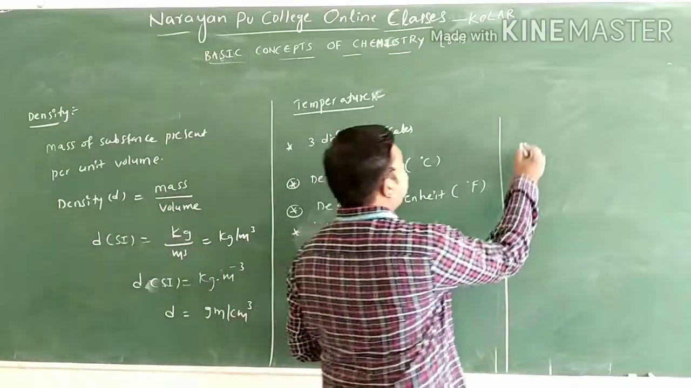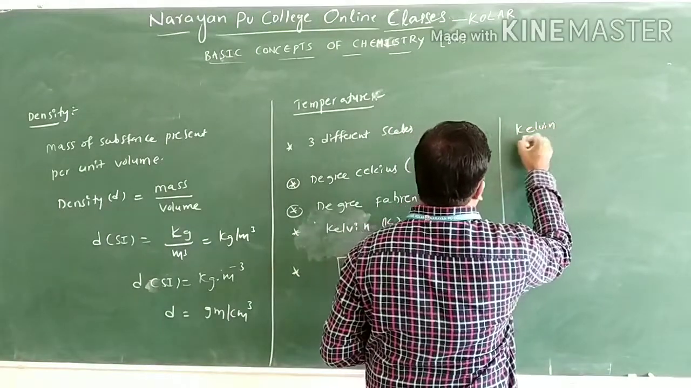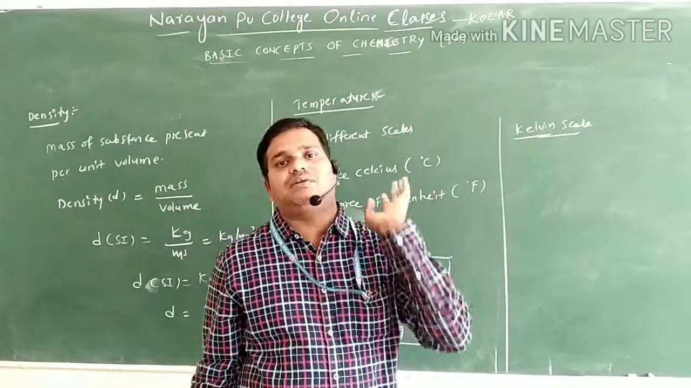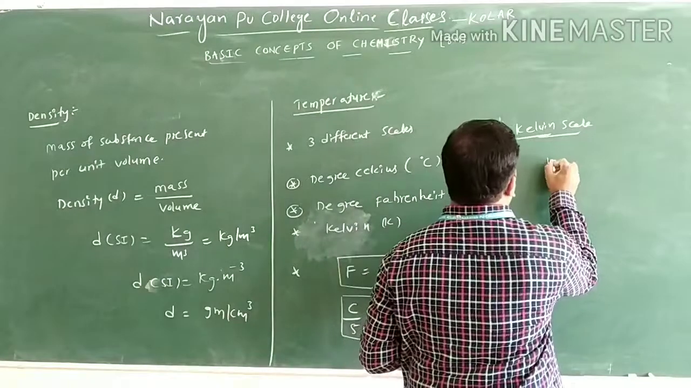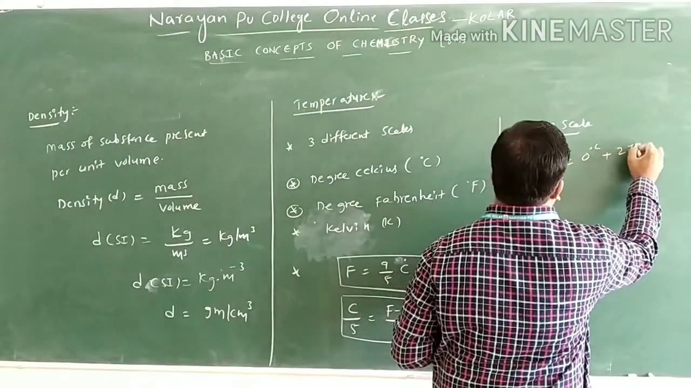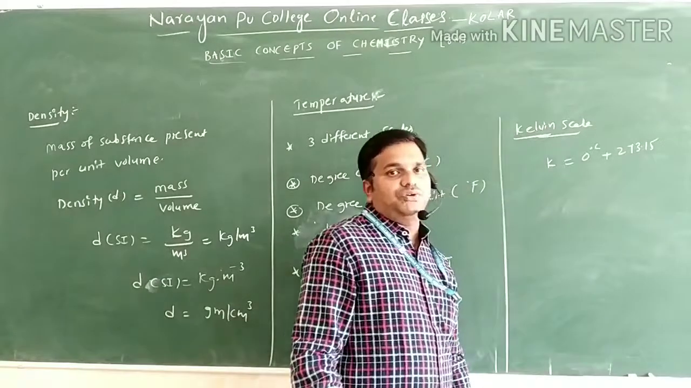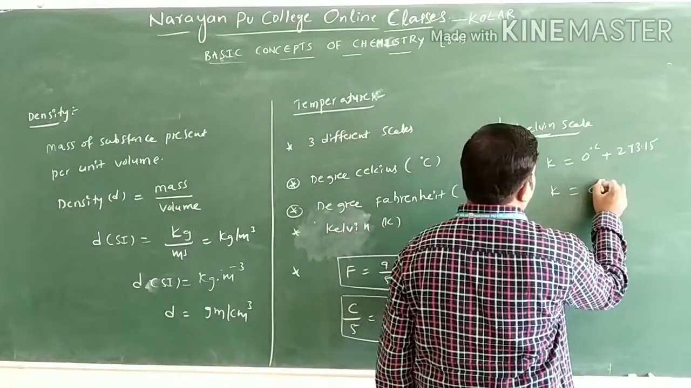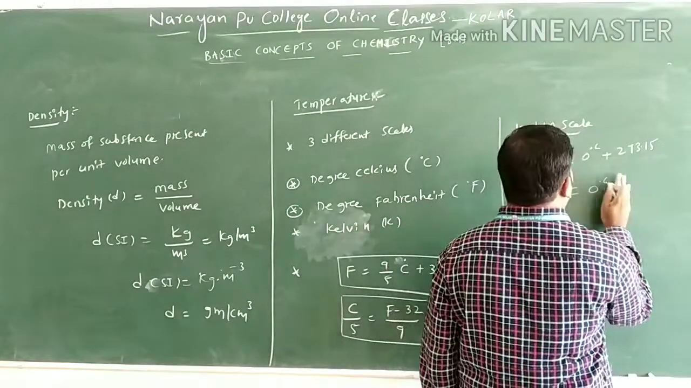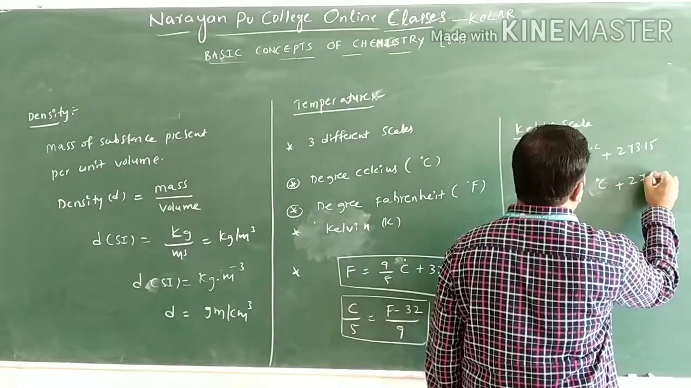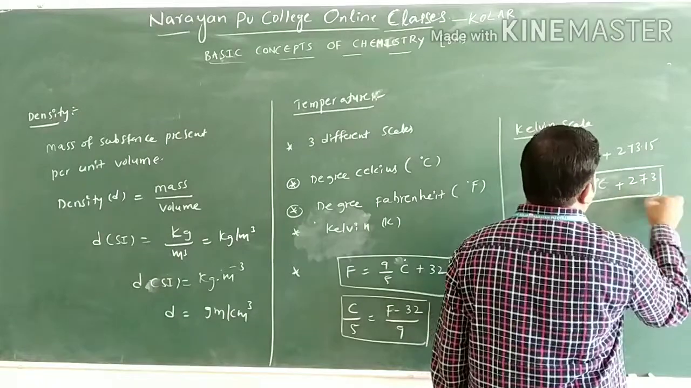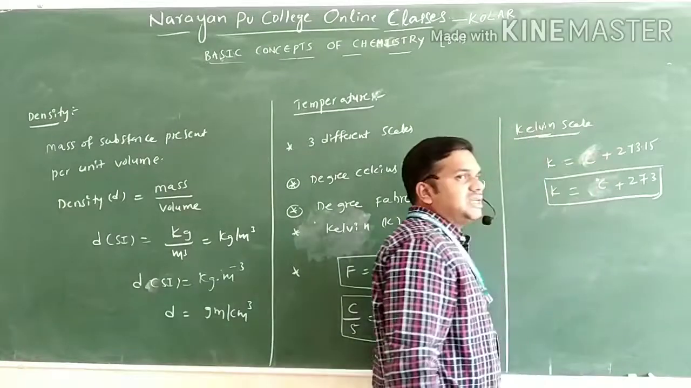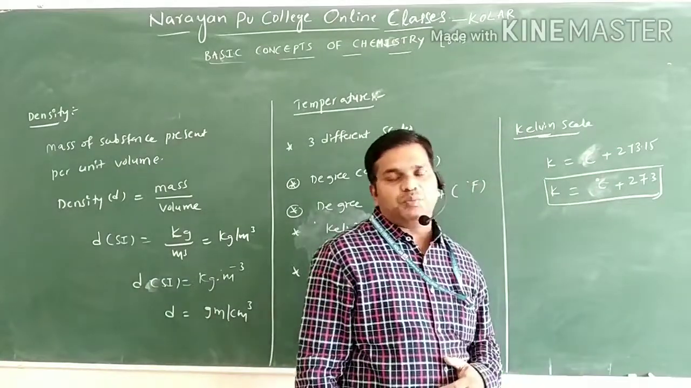How can you convert to the Kelvin scale? If you want to convert Celsius into Kelvin, the Kelvin scale K is equal to Celsius plus 273.15. For calculation convenience, we add 273: K is equal to degree Celsius plus 273. This scale can be used to convert Kelvin to Celsius or Celsius to Kelvin.